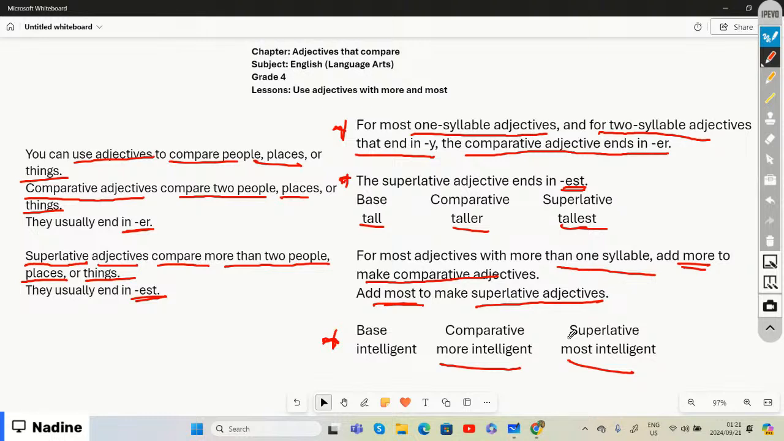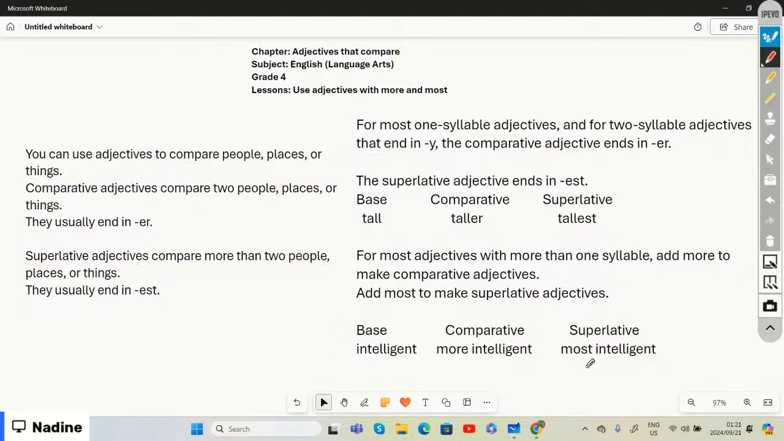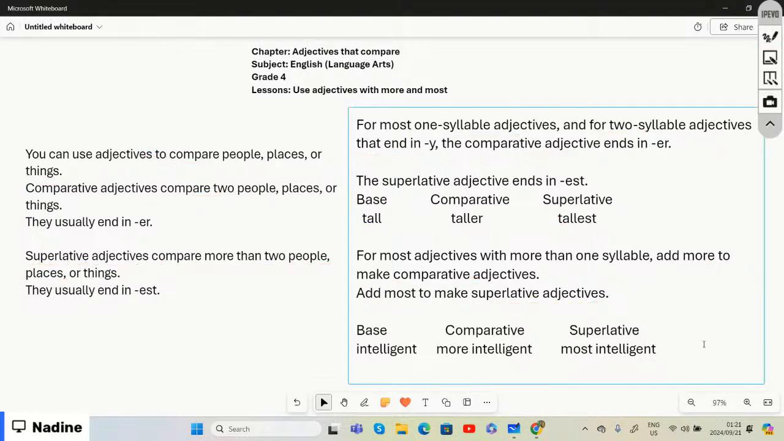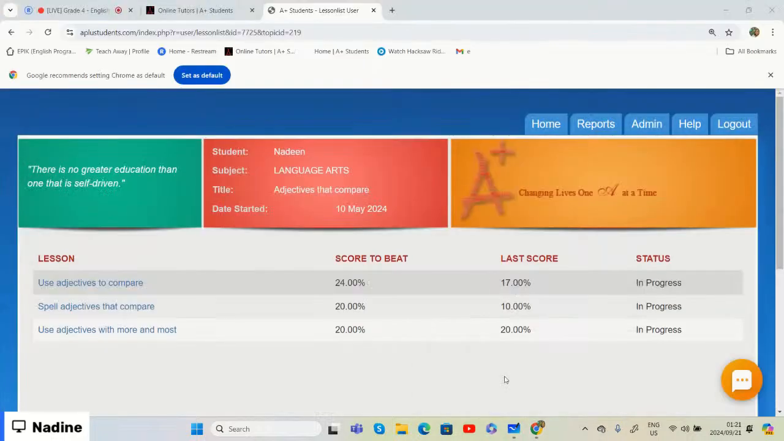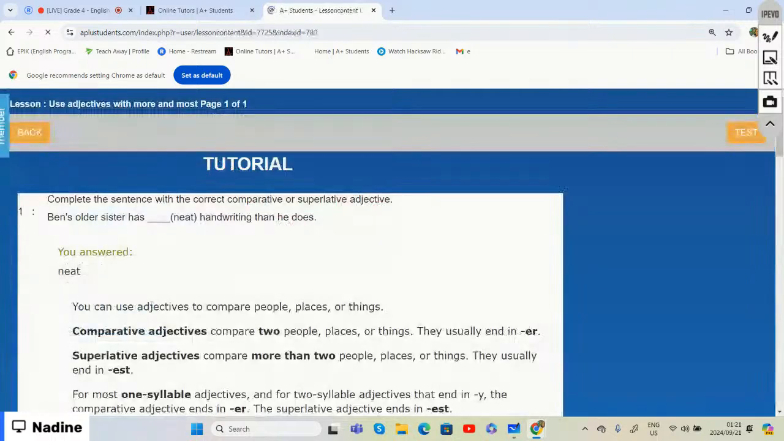All right. So now we're going to A plus students.ca, and we're going to use adjectives with more and most. Remember, we said that we put more in front of an adjective, right? That compares two people or things.